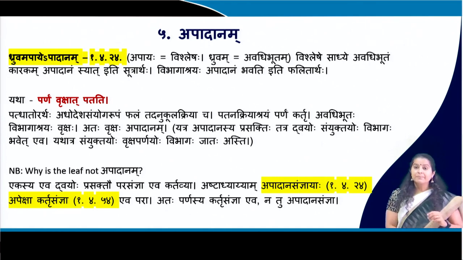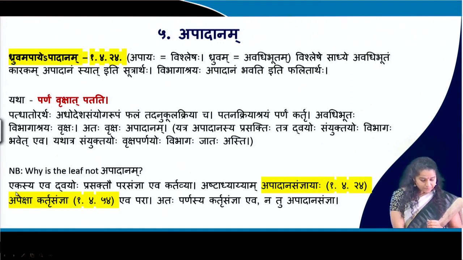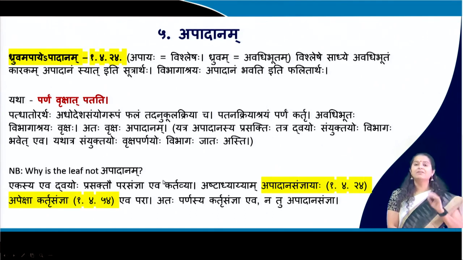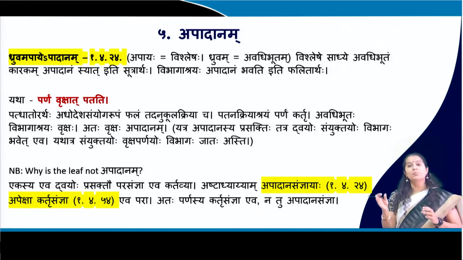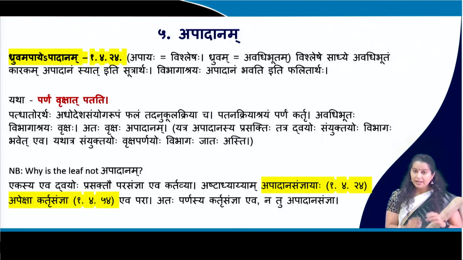And he says that the leaf has both in it. It has the karta because the falling action is there in it, and at the same time it has the separating action in it. Now, which one will it respect? Which one will take primacy? So he says, ekasya eva dvayoho prasaktau parasanjna eva kartavya. Panini has given several rules, and he also ordains that the second rule will get prominence over the first rule in case of a doubt, or an overlap.